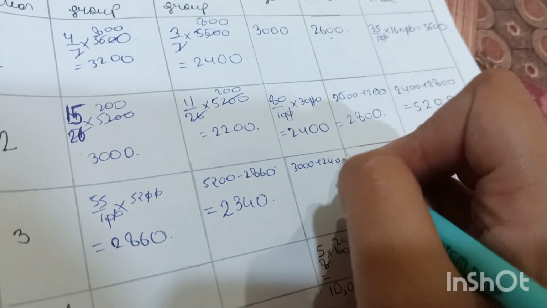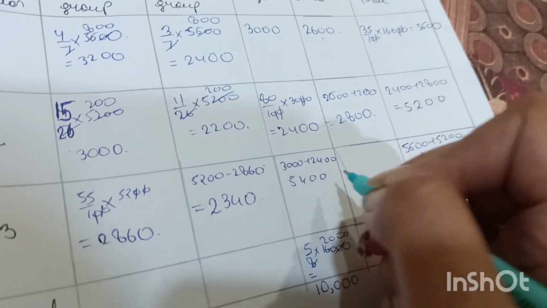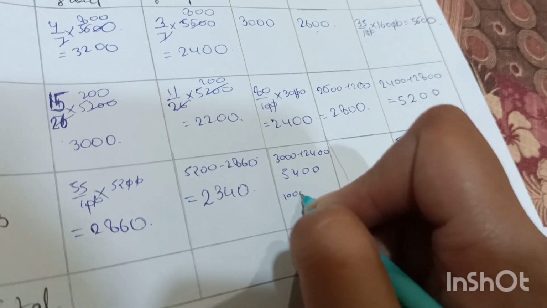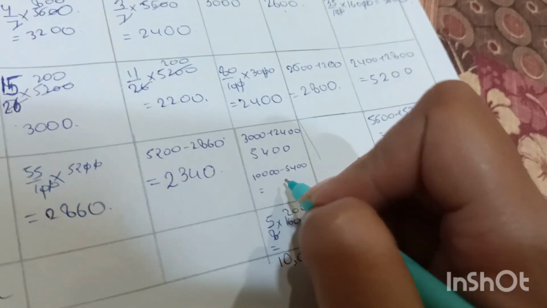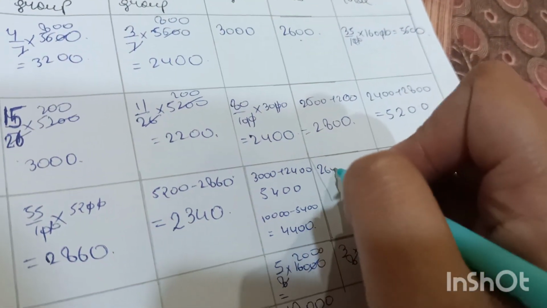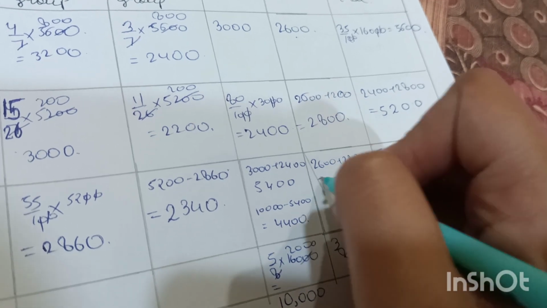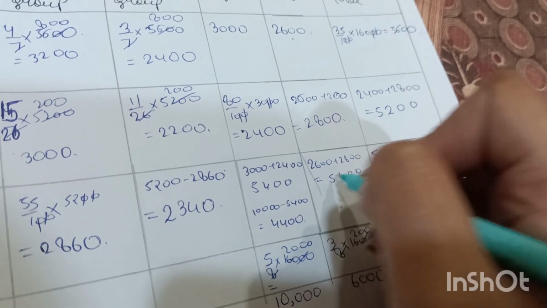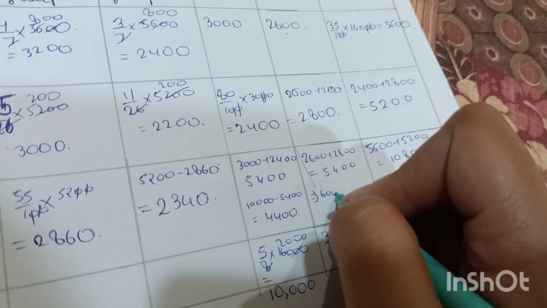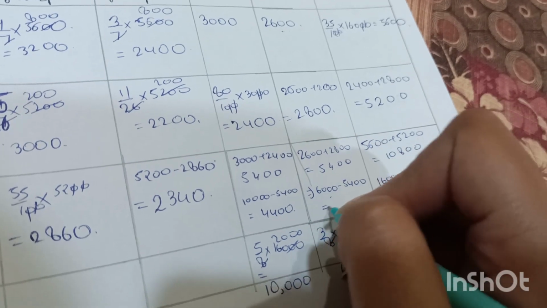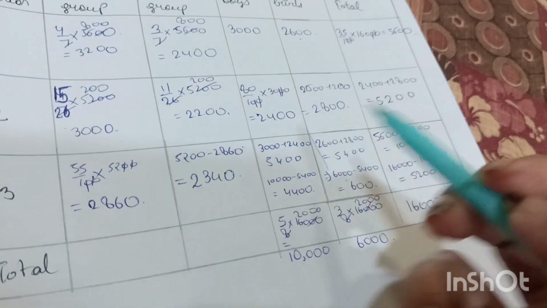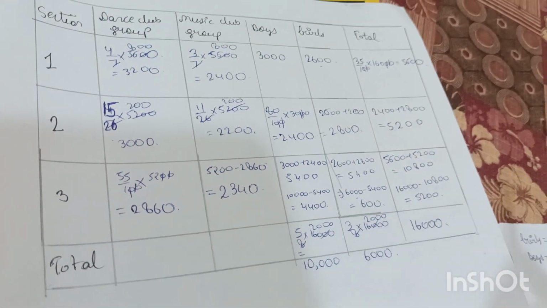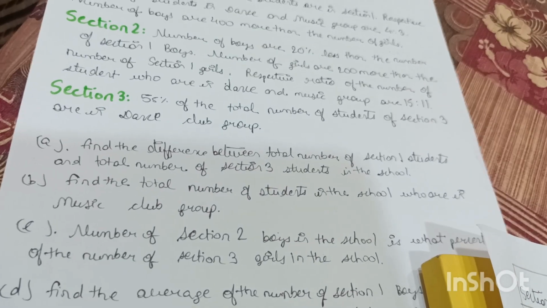Okay, so now if you'll add this both and subtract from this, you'll get this value. 3000 plus 2400, you'll get the value as 5400. So 10,000 minus 5400, you'll get the value as 4400. Okay, so now same for this, 2600 plus 2800, you'll get the value as 5400, so then subtract from this, so you'll get the value as 600. So now the table is made.